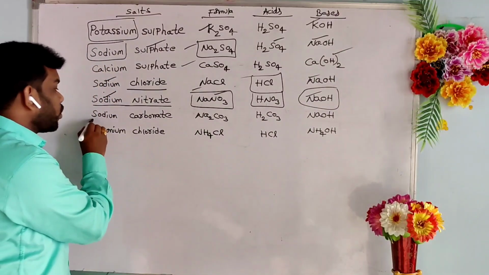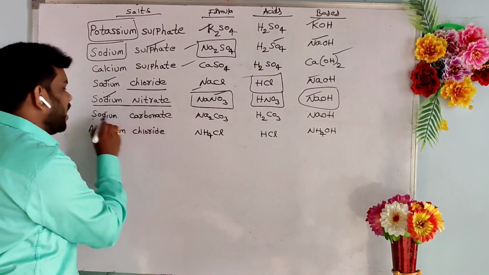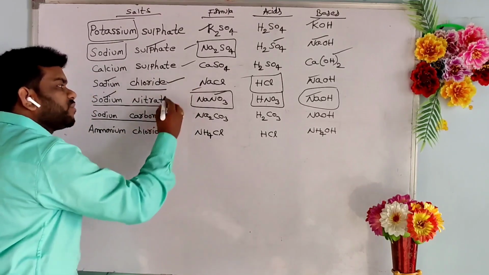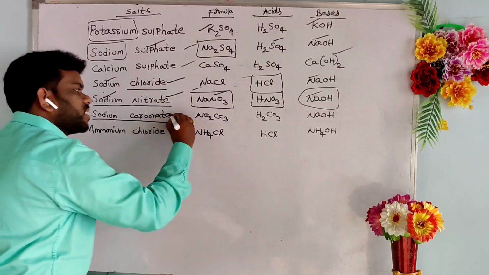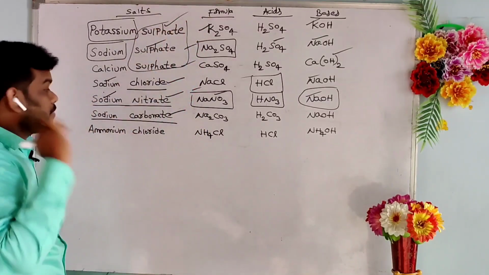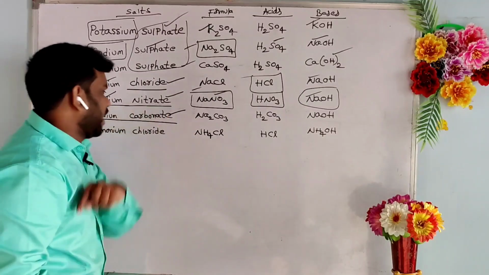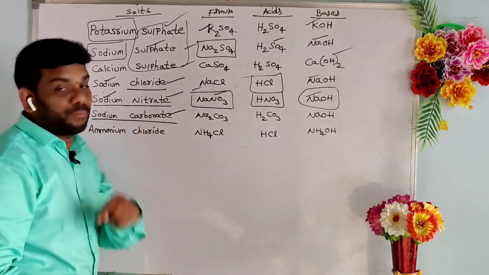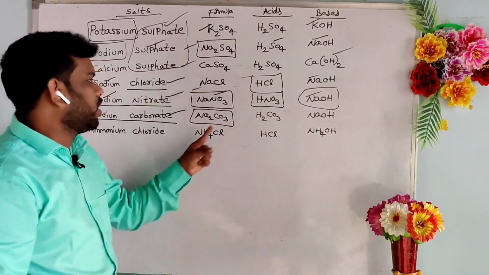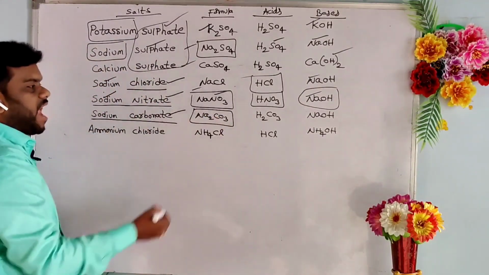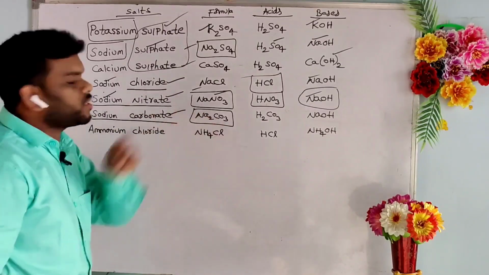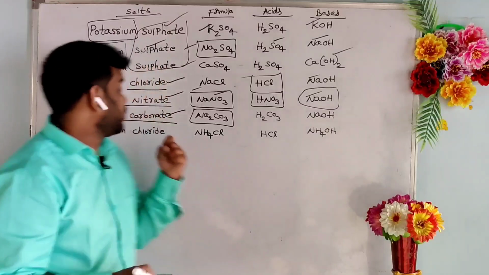And next one, sodium, the carbonate family. Sodium carbonate. This is the chloride family. This is the nitrate family. This is the carbonate family. These are the sulfate family. It is very important. So sodium nitrate is completed. Sodium carbonate. Sodium means Na, carbonate CO3. When CO3 is added, the valence 2 is added. So Na2CO3 is the formula of sodium carbonate.